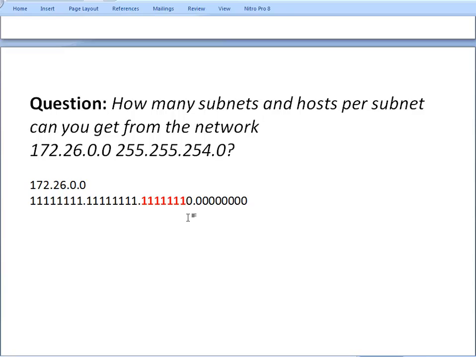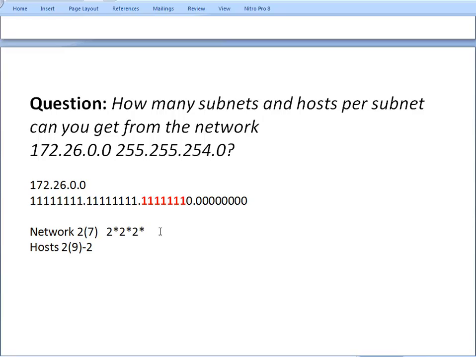From the formulas, you have to remember the network formula was 2 to the power n, and the host formula was 2 to the power n minus 2. So for the networks we have 7 ones, and for the hosts we have 9 zeros. Okay, so 2 to the power 7 will become like this.